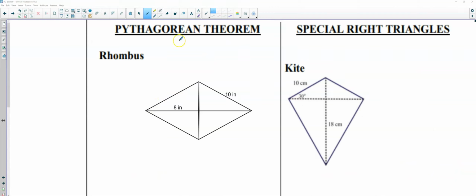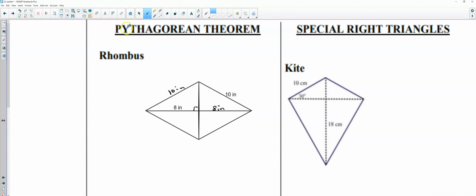Okay, here's another rhombus where we're going to be using the Pythagorean theorem. If this is 10 in the rhombus, remember all the sides are congruent. That's what makes it a rhombus. So this must be 10 inches. I am looking for this short leg because I already know this is 8 inches here. Once I have that, just double it.